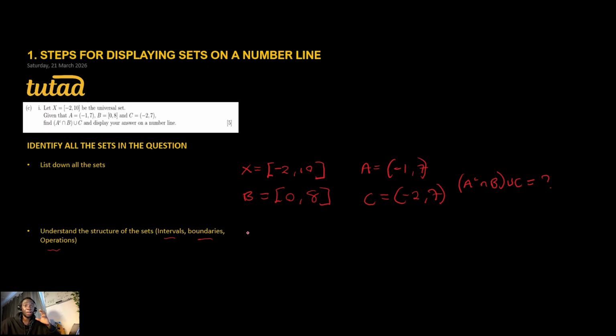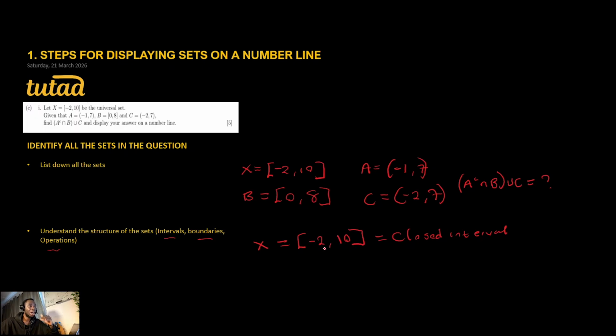So let's begin the process of analyzing our sets so that we can understand their structure. Let's start with the universal set X. With X, it begins with a square bracket, and then we have a lower boundary of -2, and then an upper boundary of 10, and it closes with a square bracket. Whenever we have square brackets on both ends of the boundaries, it means that the set is a closed interval. A closed interval basically means that the lower boundary -2 is part of set X and the upper boundary 10 is also part of set X. So both boundaries, the lower boundary and the upper boundary, are included in the set. They are part of the set.